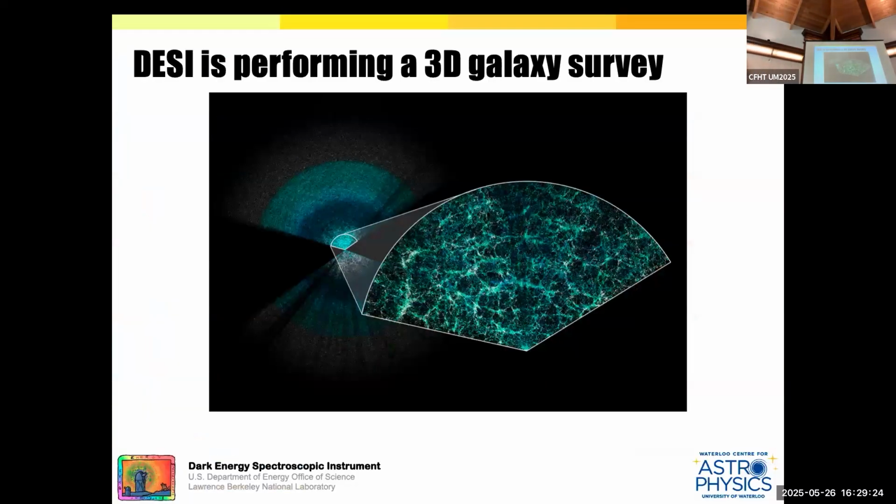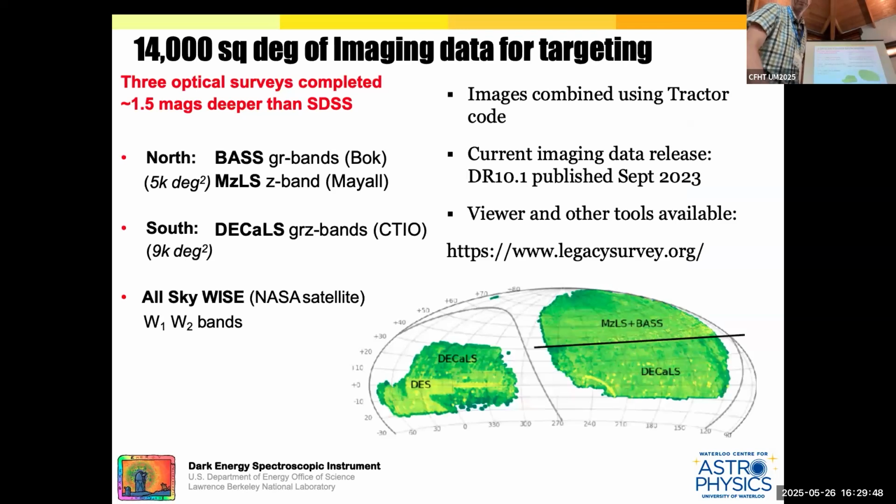We are performing a 3-dimensional galaxy survey, which means we don't want to have to worry about photometric redshifts. We want to get spectroscopic redshifts so we can find galaxies in 3D and we can understand the universe. The universe has a lot to tell us. Each one of these little dots is a galaxy. This is just the structure around us. DESI goes out at huge distances. So we need to find the galaxies to target for spectroscopy, and we do that with the imaging data.